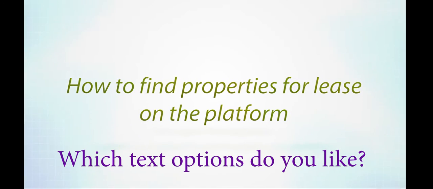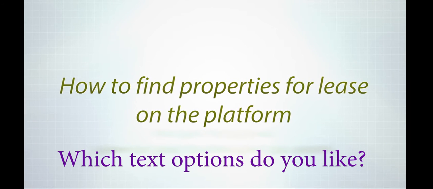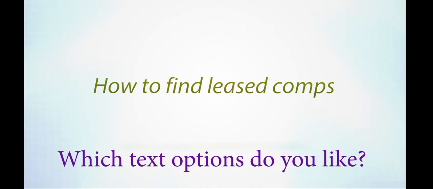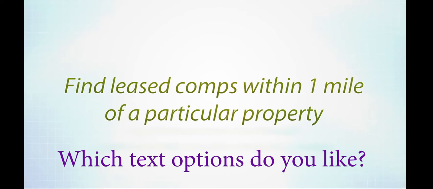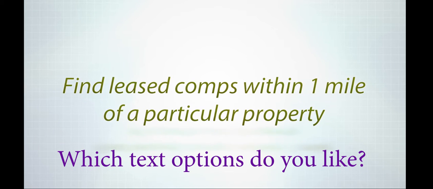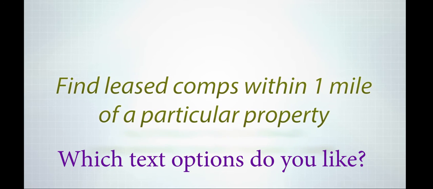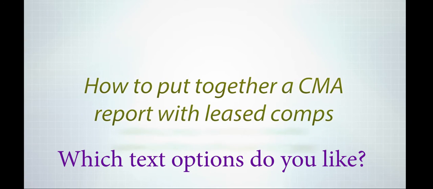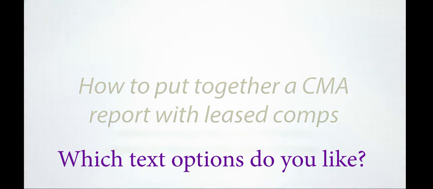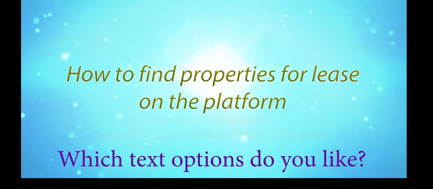There are four things that I want to cover. One, how to find active lease properties on the RPR system. Number two, how to find leased comps on the RPR system. And number three, how to find leased comps within a 1 mile radius of a subject property. Number four, how to create a CMA with leased comps. Let's take a look.